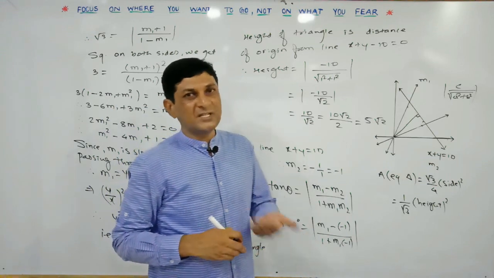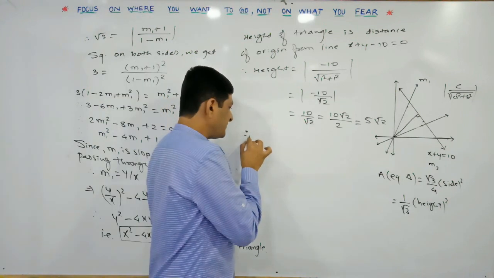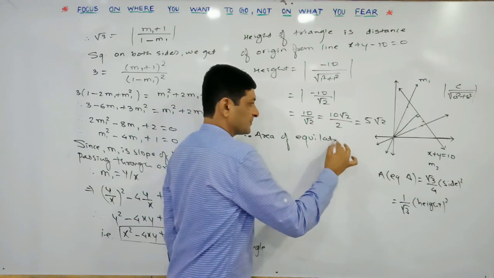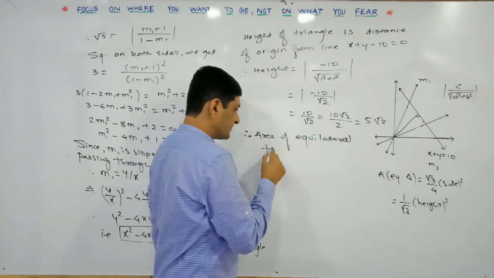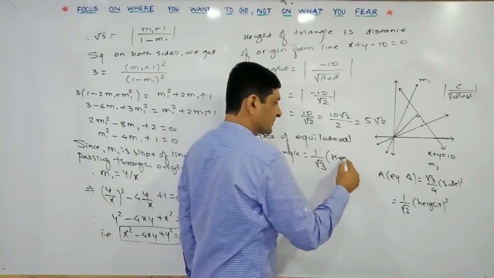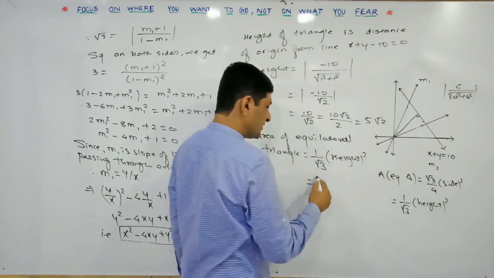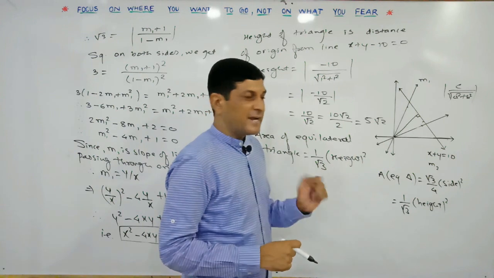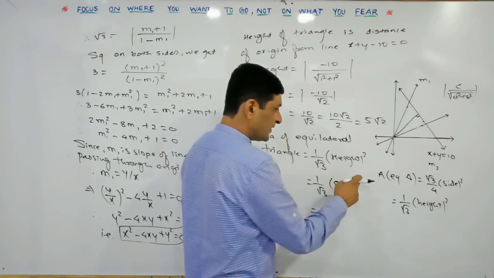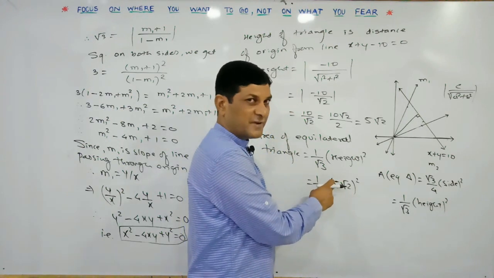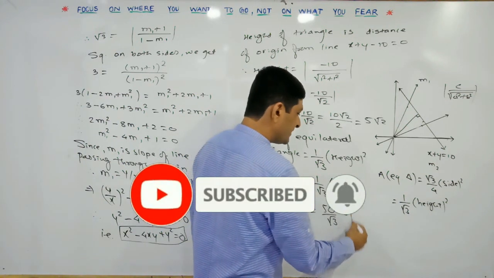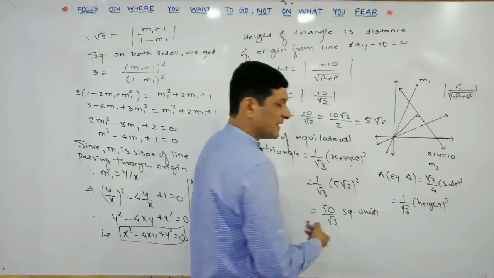Once the height is known to us, we are easily able to find the area. So therefore the area of the equilateral triangle is equal to 1 by root 3 height square. So it is equal to 1 by root 3, and replacing height by its value, 5 root 2, whole bracket square. What is the square of root 2? 2. The square of 5 is 25, and 25 times 2 is 50. So 50 upon root 3 square units will be our required area here.